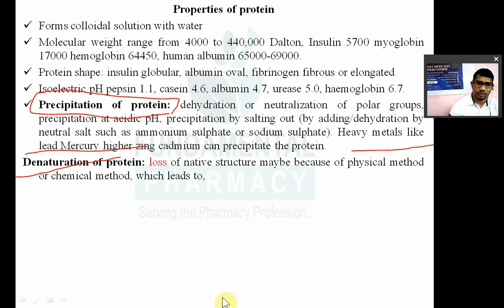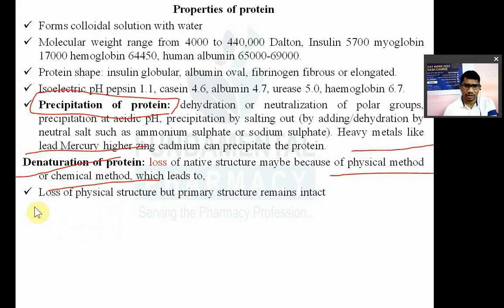Denaturation of protein. Now there may be different methods. Physical method is there. Denaturation मतलब आप हीट कर दो उसको, बल्ब चला दो, denaturation होता है. Chemical method is also there. Now denaturation of protein means loss of native structure of protein.